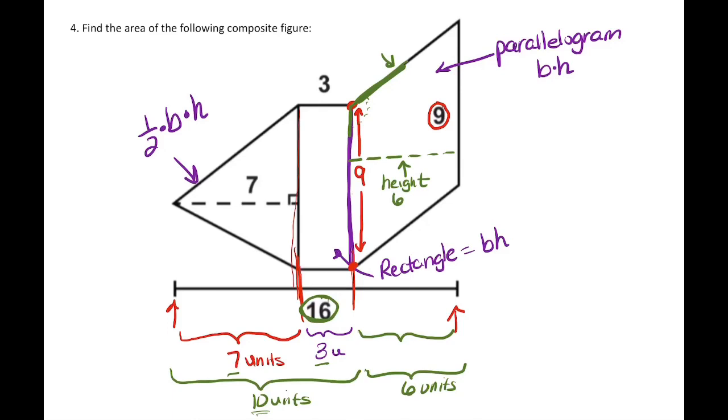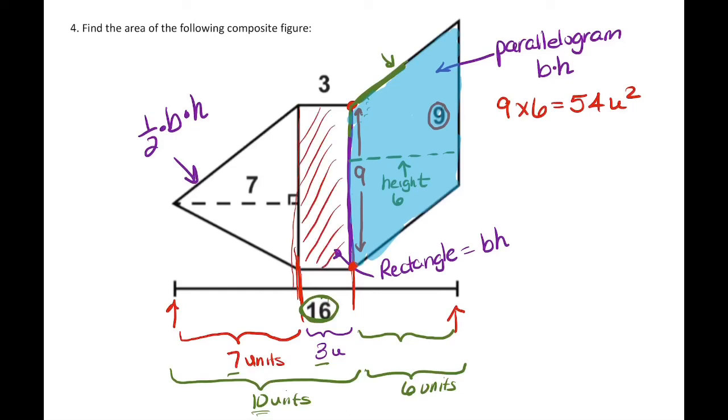Okay, so let's figure out the area of that parallelogram. The parallelogram is going to be base times height, which is 9 times 6, which is 54 square units for the area of that part right there. Like I said, figuring out the area of that parallelogram was probably the toughest part. Sometimes it's good to put the toughest part at the beginning, or sometimes at the end, it doesn't really matter.